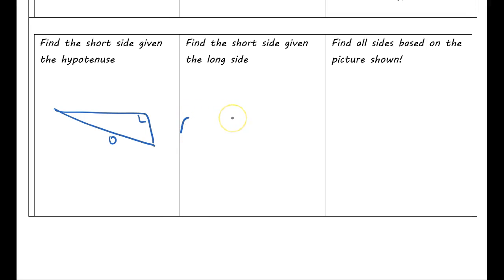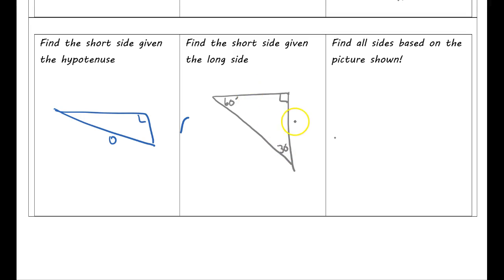I didn't want to delete all that. Sorry about that, guys. All right, find the short side given the long side. Now I'm just going to erase it all because it looks weird. Okay. Find the short side given the long side. It's hard to tell. See, sometimes it's hard to tell which one is the long and which one is the short side. So that's why it's important to look at your angles. So on this picture, the short side's always across from 30.